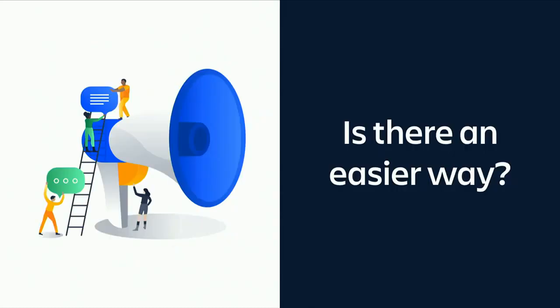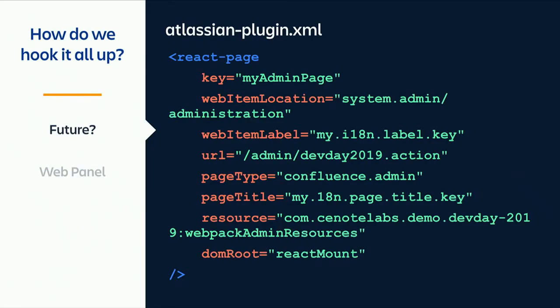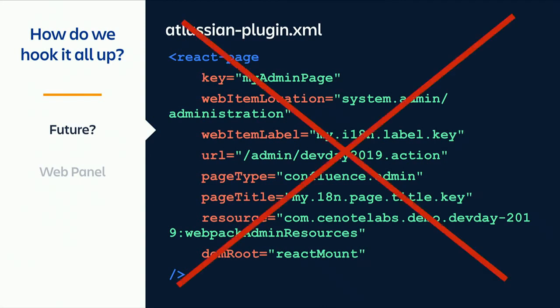After all that, we're just rendering a single page. You might ask, isn't there an easier way? Wouldn't it be nice if Atlassian had a distinct module type where you could just specify the URL, the JavaScript resource, and have it do all this dynamically? Something like this, for example. Well, unfortunately, this doesn't exist.